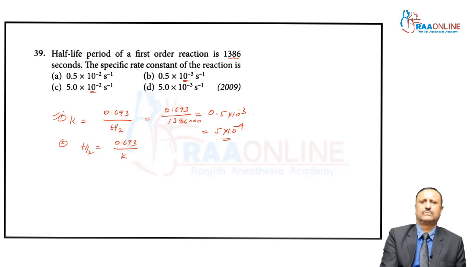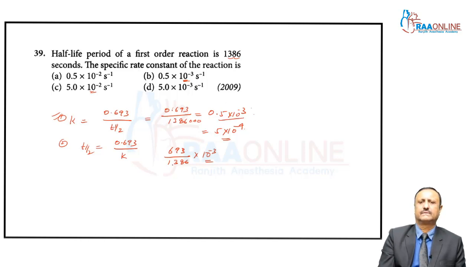Now this question is easily solved. 693 divided by 1386 into 10 to the power 3, you have 10 to the minus 3. So this is not the answer 10 to the minus 2 or 10 to the minus 3, but here the decimal point is given, so you get 0.05 into 10 to the minus 3. So you can get 0.5 into 10 to the minus 3.